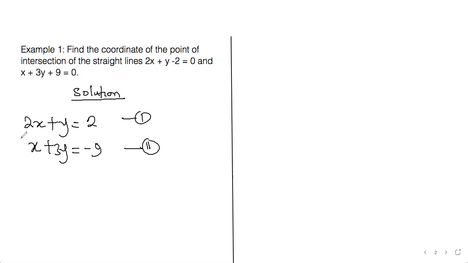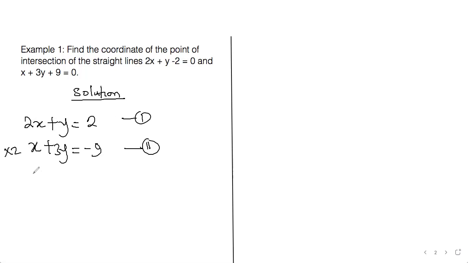Then what can I do? I have to make the coefficient of whichever variable I want to eliminate the same. So now let's assume I want to eliminate x. So I have to make the coefficient of x the same in both equations. How can I do that? I can multiply this by 2. Once I multiply this by 2, then I'll have the same coefficient for x in the two equations. I'm not doing anything to equation 1. I just want to multiply equation 2 by 2.